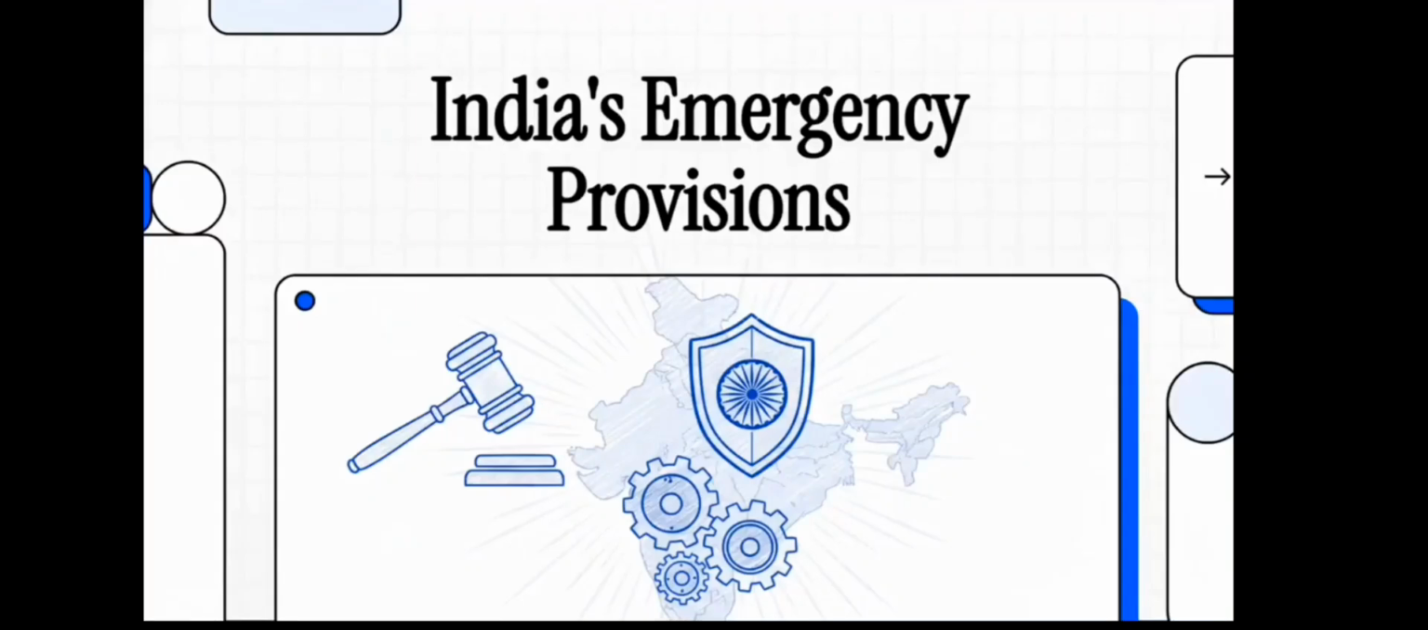Today, we're cracking open one of the most powerful and, let's be honest, controversial parts of the Indian Constitution. We're talking about the emergency provisions. You can think of it as the ultimate constitutional break glass in case of emergency button for the entire nation.